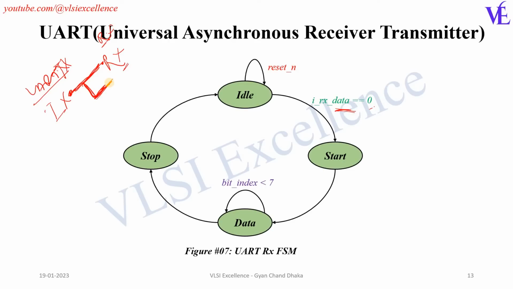The UART receiver is sampling this TX line, or the RX line of its own, and whenever the RX line goes low, it will go to the start state. Whenever the input RX data is 0, that means the start condition has happened. From start it will start reading the 7 or 8-bit data, and once the 8-bit data is received, it will go to stop. In the stop condition it will check if its own RX line is high for a few clock cycles, and then it will go to the idle state.